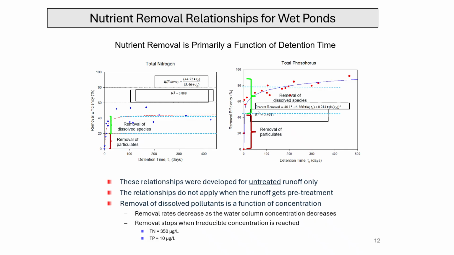From extensive field concentration data, curves have been developed that illustrate the removal of both total nitrogen and total phosphorus as a direct function of this residence time. These relationships help us understand how ponds remove both particulates and dissolved species.